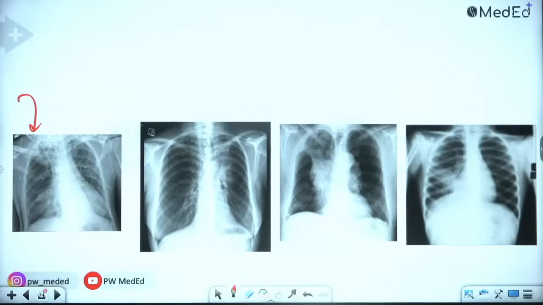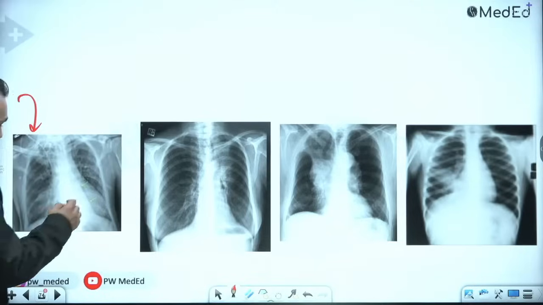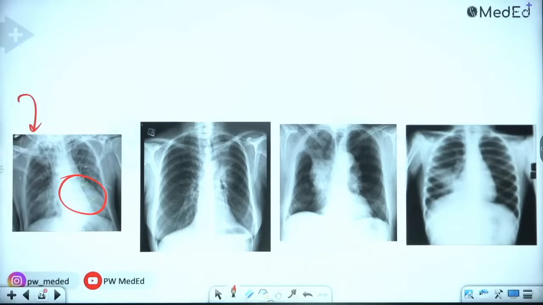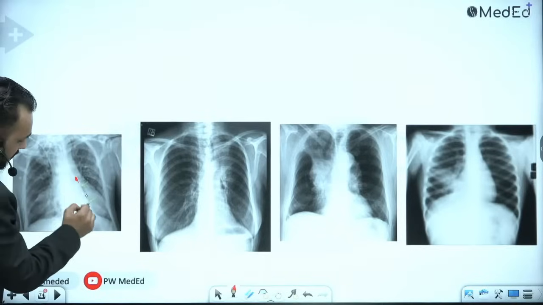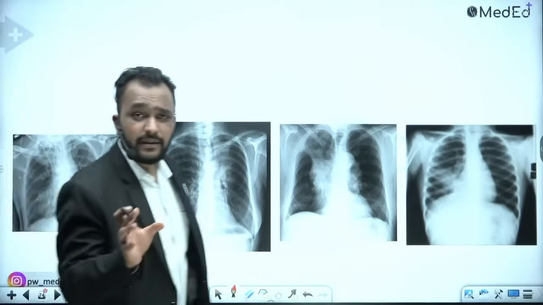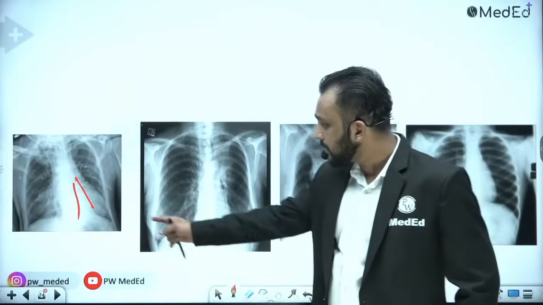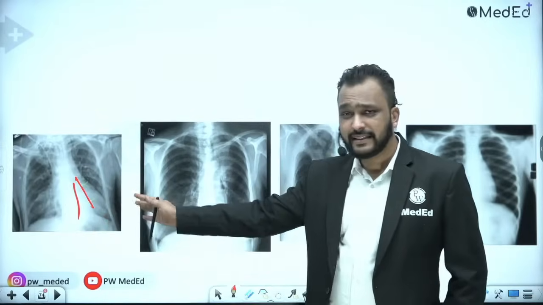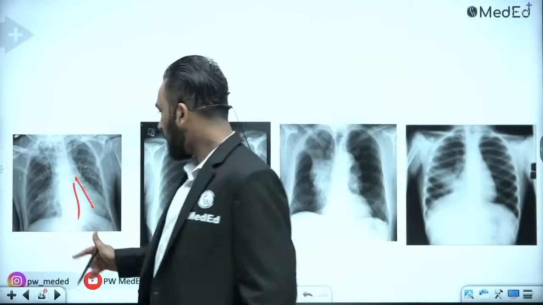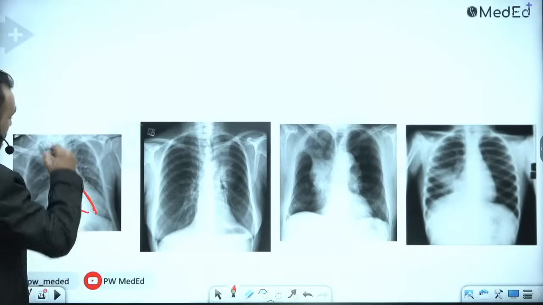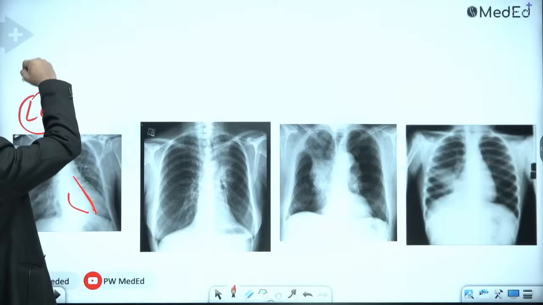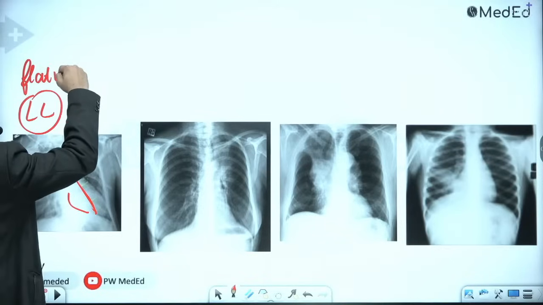If you look at this area very carefully, you will see some homogeneous opacity in the left lower zone. The retrocardiac area is one of the hidden areas of the lung. Sometimes you can mistake this homogeneous opacity for the shadow of the heart, but this is not the shadow of the heart. This is the hidden area in which there is homogeneous opacity, there is collapse of the left lower lobe, and this is your flat waist sign.